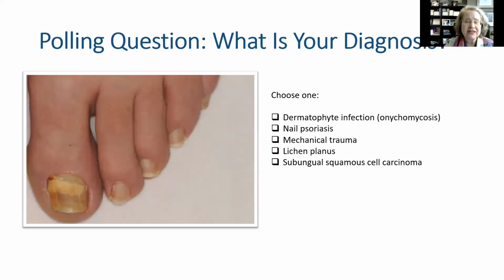What I want to point out is notice the yellow patch on the great toenail. That yellow patch, that's what we call a dermatophytoma. If you see this, you know it's onychomycosis. It's a yellow or orangish yellow patch. It's a dermatophyte abscess. And generally we see them after someone took, say, oral terbinafine.